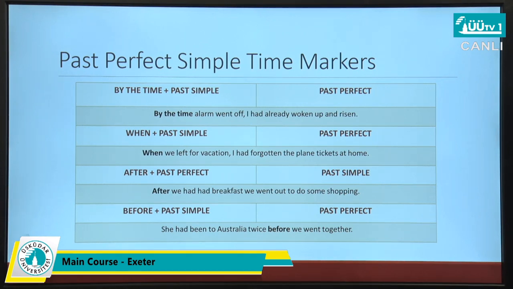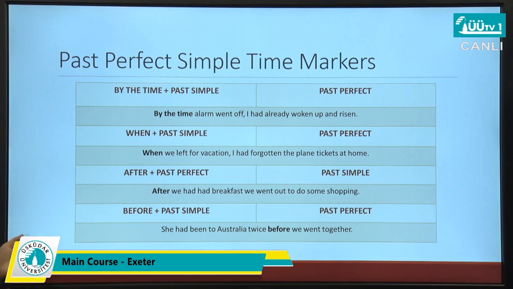Or after. We use after with past perfect and then past simple. Like, after we had breakfast, we went out to do some shopping. See? First we had breakfast, then we went shopping. As you can see here in the sentence, after we had breakfast, we can use verbs like this. It can happen with had, or the other verbs can happen like this. There's nothing wrong with this, okay?